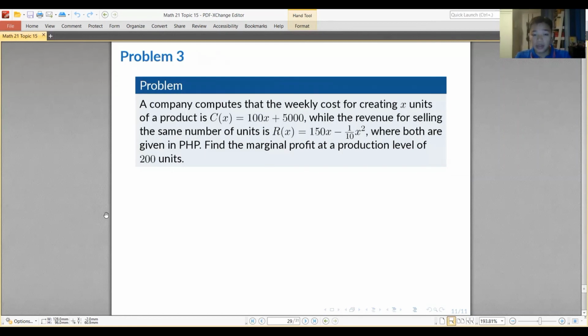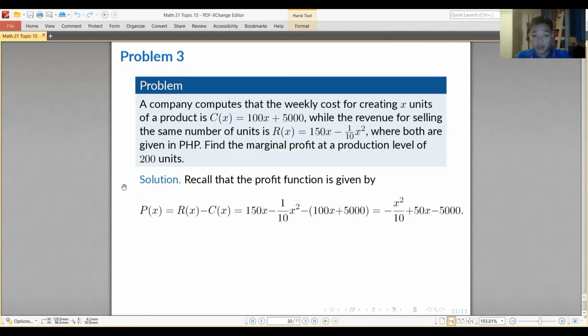So let's apply all we saw for marginals in the following problem. A company computes that the weekly cost for creating x units of a product is given by this function capital C of x, while the revenue for selling the same number of units is given by this function capital R of x. Both of them are given in pesos. And then we're asked to find the marginal profit at the production level of 200 units.